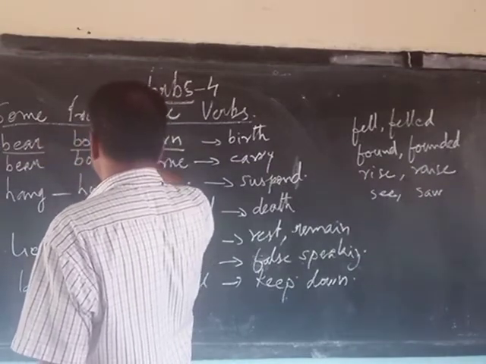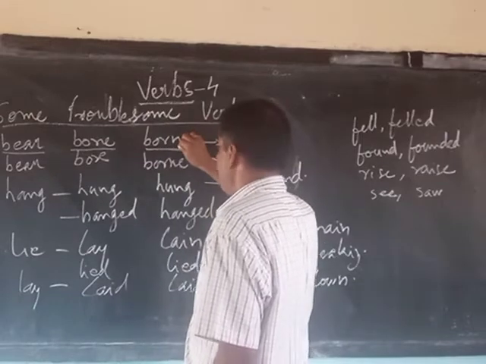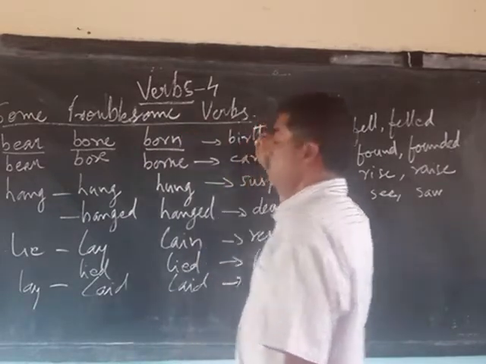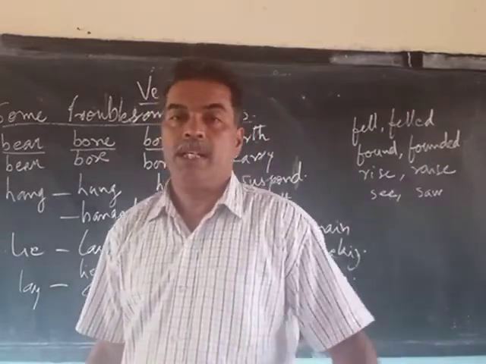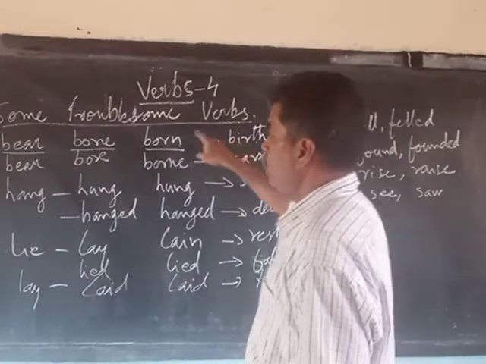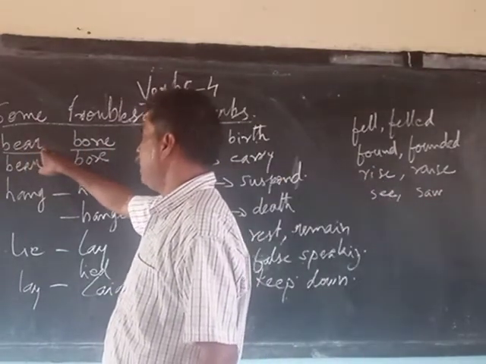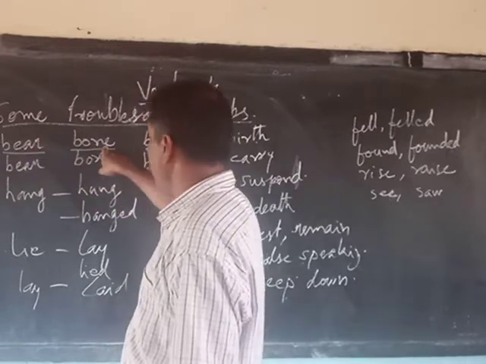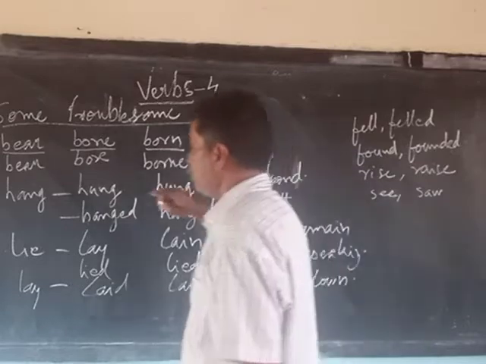Past tense is bore, and the past participle, the V3 form, is born, but it is related to birth. I was born in Kerala. Okay, I was born in Kerala. So the present form or the root form is B-E-A-R, bear, the past tense is bore, and the past participle is born, related to birth.